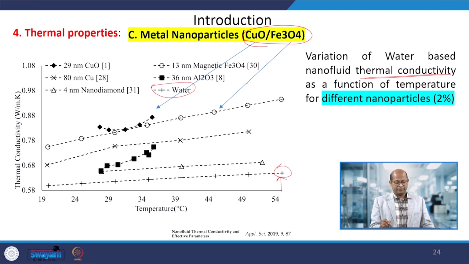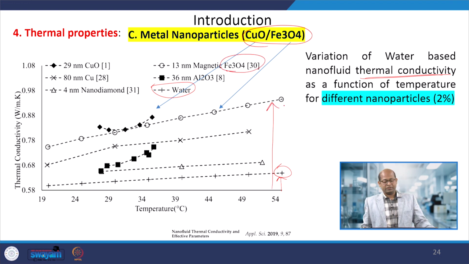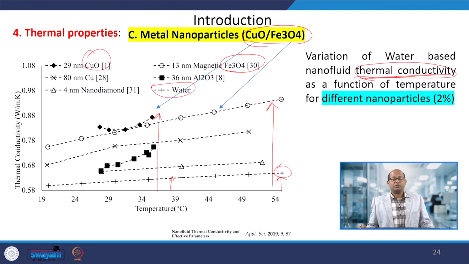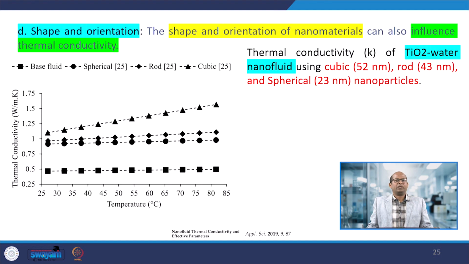When we are using Fe3O4 with the base plates, the thermal conductivity jumps to this. Similarly, with copper, when we are using it with the base plates, the thermal conductivity changes. So, depending upon the particular nanomaterials that we are using with the base plates, the thermal conductivity of the systems as well as the performance of the systems will enhance or increase.